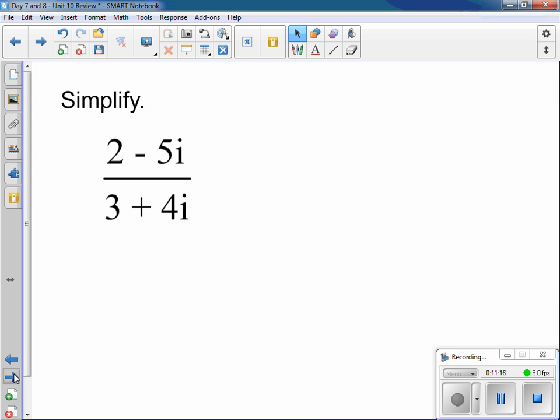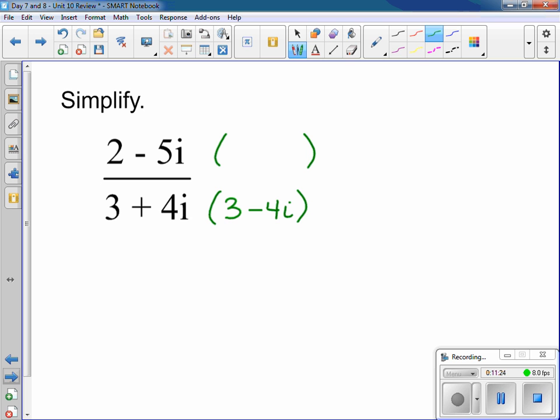And we don't ever divide complex numbers. We have to get rid of it by multiplying by the conjugate. So the conjugate of the denominator is 3 minus 4i. You just change that middle sign. So if I multiply on the bottom, I have to multiply on the top. And this is where your FOILing comes in handy.